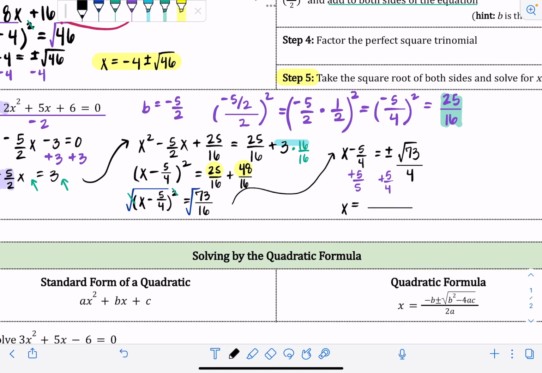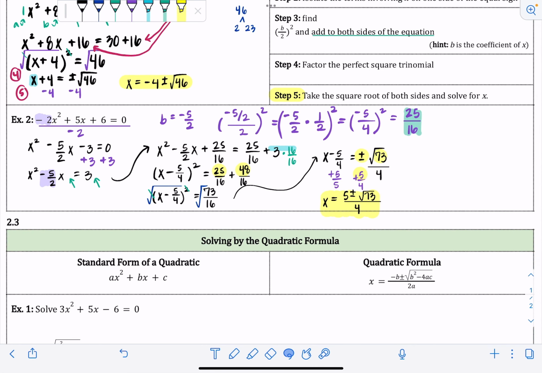So I'm going to write my fraction bar. I'm going to put the number without the radical first. So it's a positive 5 plus or minus root 73. And because they have the same denominator, I can just put that whole thing over 4. If for some reason they did not have the same denominator, you could just write it as two separate fractions. You wouldn't have to simplify it further necessarily. And then I'm going to move this over here just so it doesn't get cut off.